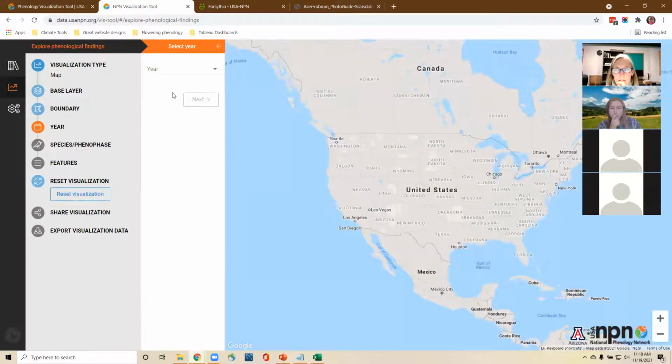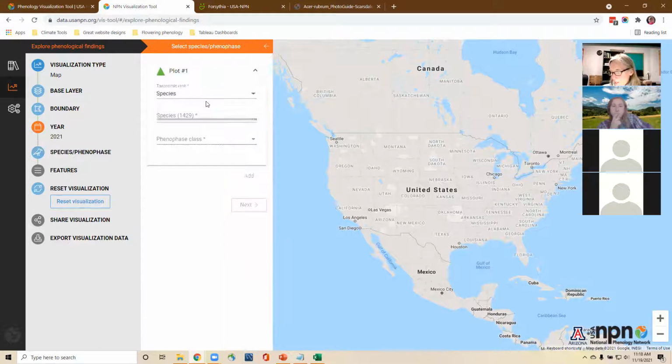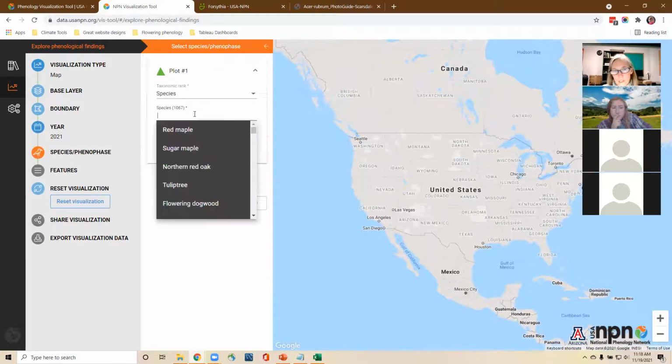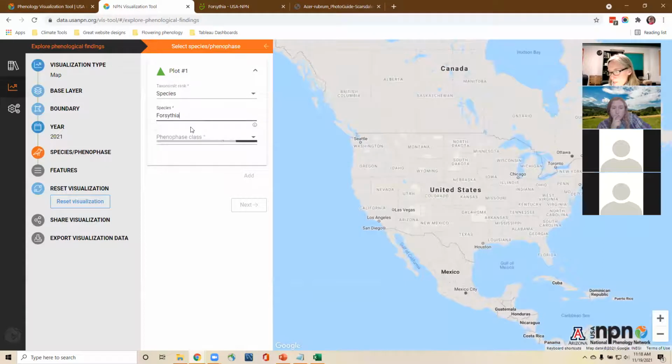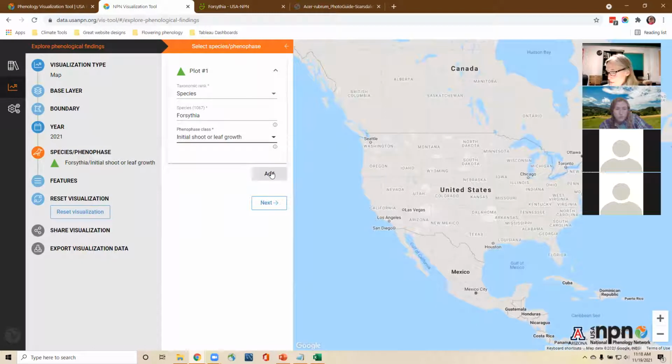And then you'll have to decide on a year. If you want to see what's been reported so far this year, definitely just put this year, but you can also look at previous years. And then you'll have to put the species in, and then decide on a phenophase. You'll be able to put up to 3 different species phenophase combinations on the map at one time. And it's going to take a minute to load those. Okay. So I'm going to put on initial shoot or leaf growth, which is the same thing as breaking leaf buds.